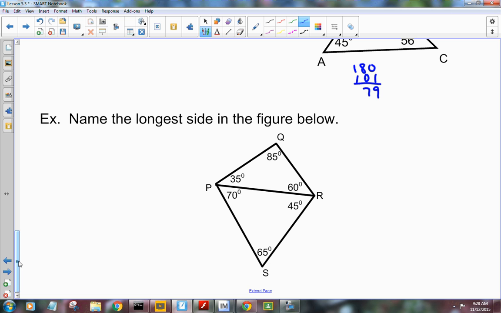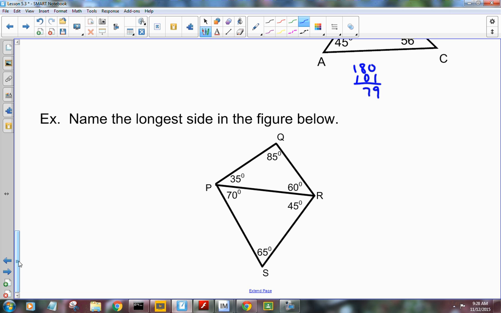Okay, so what do you think is the longest side? PR? How many people think PR? Okay. Anybody think something different? Nobody? Don't be bashful. PR is not the right answer. RS? Yes, RS is the correct answer.